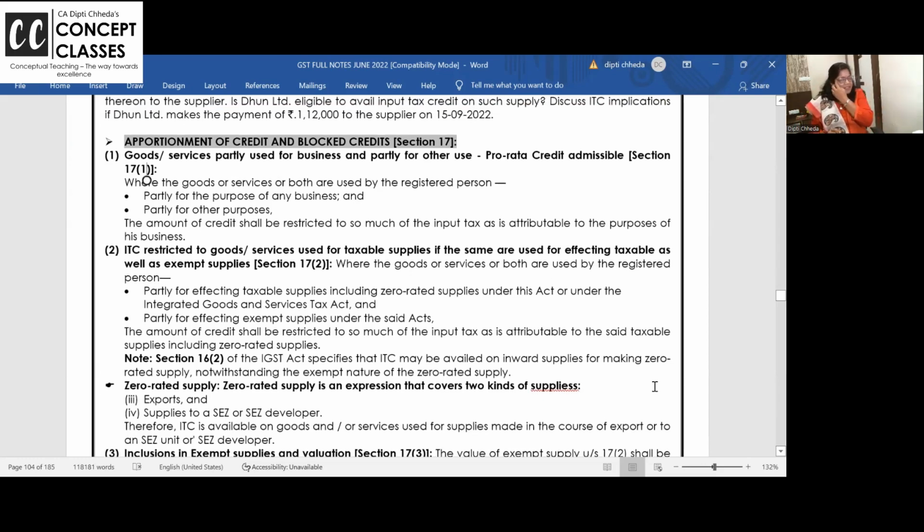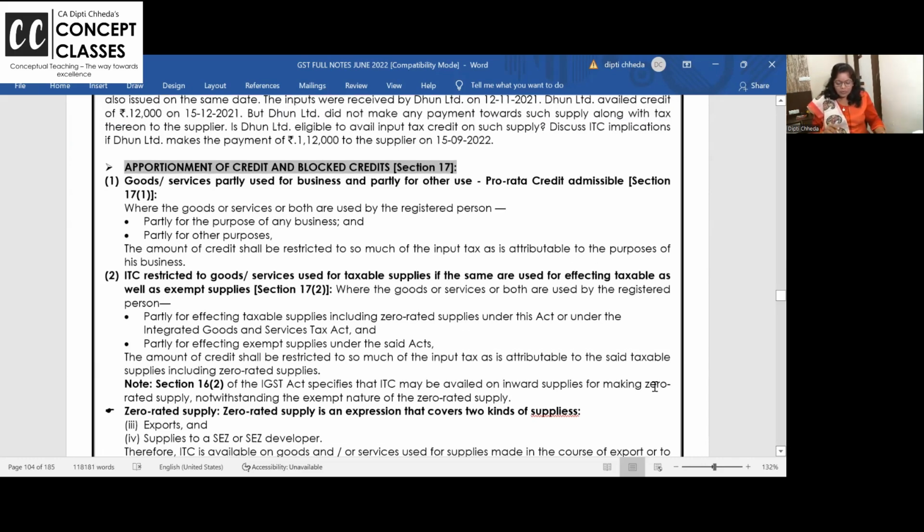Section 17 is talking about apportionment of the credit and blocked credit. Section 17, 1, 2, 3, 4, all are talking about apportionment of the credit. When goods or services are used by a registered person partly for business purpose and partly for personal purpose or other purpose, credit shall be restricted to so much of input tax which is attributable only to business purpose.